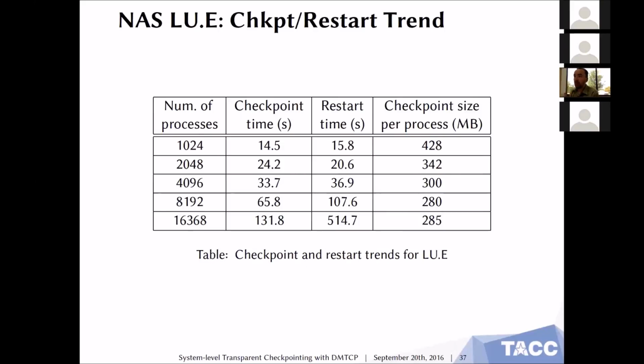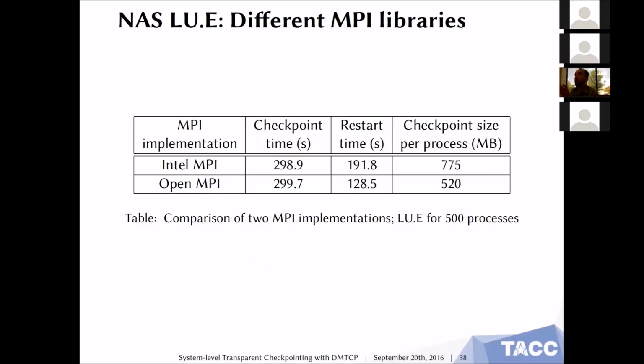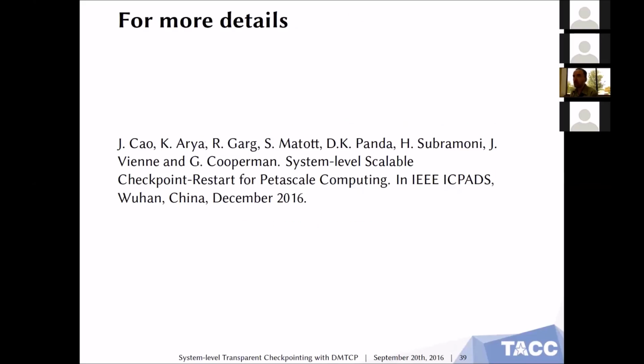The checkpoint-restart trend here again uses numbers we got when Stampede was in production, up to 16K. Of course, the work we did also works with other MPI libraries. We didn't do anything specific to MVAPICH2. We did some experiments with 500 processes using UD with Intel MPI and OpenMPI, and it was working without any issue.